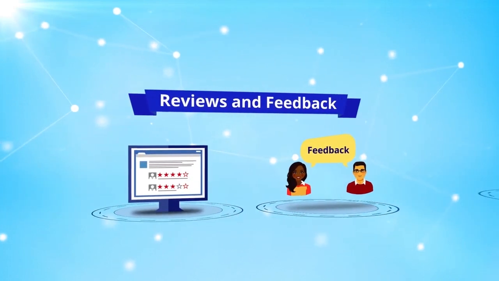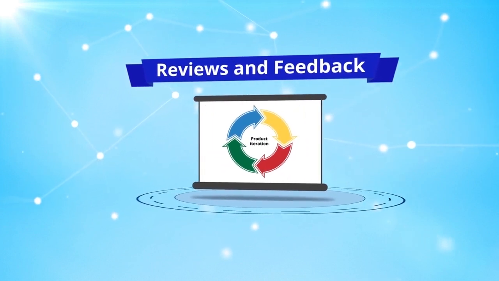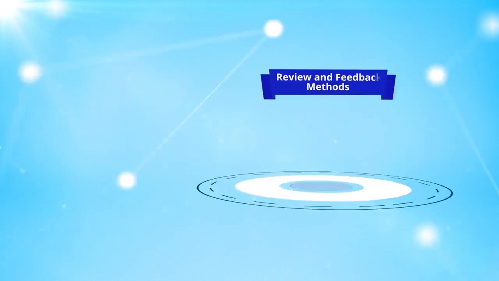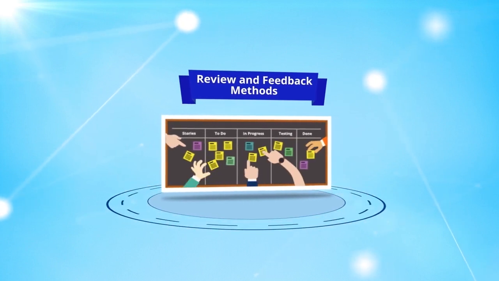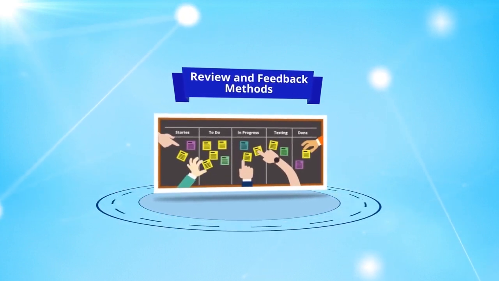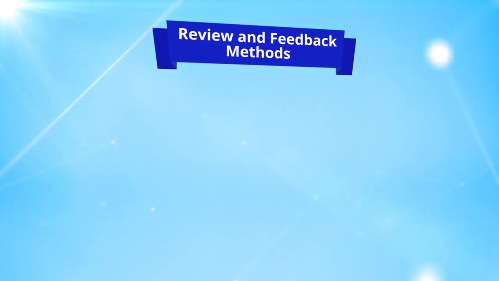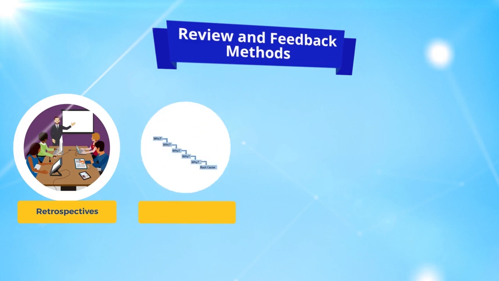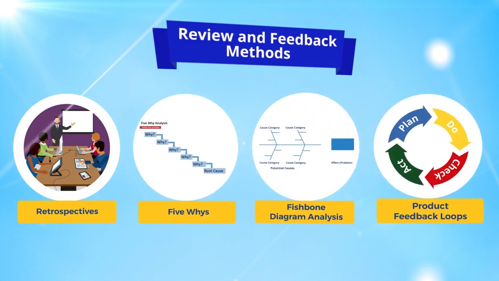Reviews and feedback on both the project work and the product iterations as it progresses are equally important. There are 4 review and feedback methods that can be used in Agile projects to gain critical insight into how work and the final product are progressing. The 4 methods include retrospectives, 5 whys, fishbone diagram analysis, and product feedback loops.